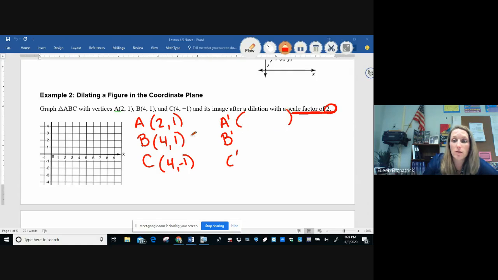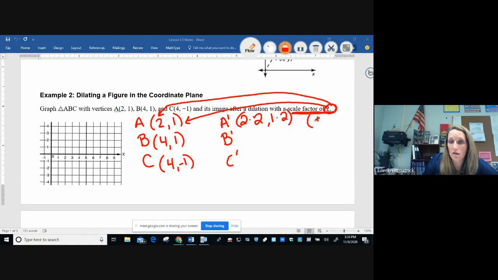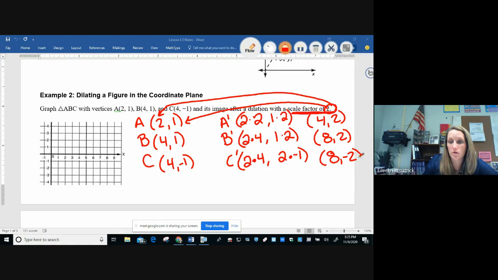All right, to figure out what the coordinates of your new points are, you just have to multiply everything by 2. So I'll write out the first one. It's 2 times 2 and 1 times 2. So the new coordinate is (4, 2). B is going to be 2 times 4 and 1 times 2, so it's going to have a coordinate of (8, 2). And then I'm going to have 2 times 4 and 2 times -1, and that's going to give you a coordinate of (8, -2).